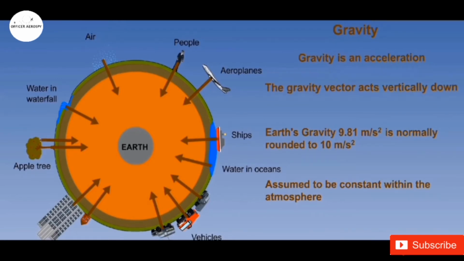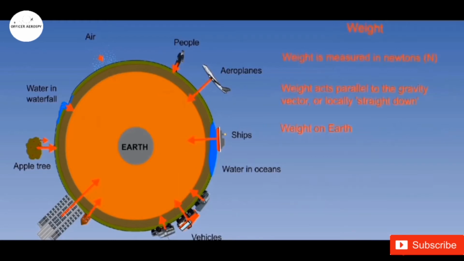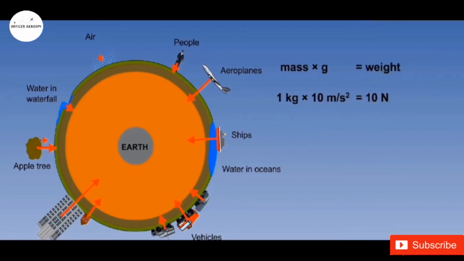Weight is the force that mass exerts when it is in the gravitational field. So weight acts parallel to the gravity vector and is locally taken to act straight down. The SI unit of weight is Newton, designated by N. Weight can be calculated by multiplying the body mass and acceleration due to gravity. For example, the weight of 1 kg of mass is given by 1 kg times 10 meters per second squared, which is equal to 10 Newtons, the weight of the object.